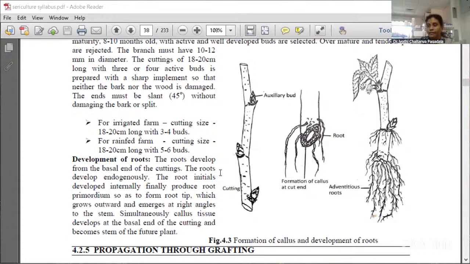For an irrigated farm, the cutting size is 18 to 20 centimeters long with 3 to 4 buds. For a rain-fed farm, the cutting size is 18 to 20 centimeters along with 5 to 6 buds.